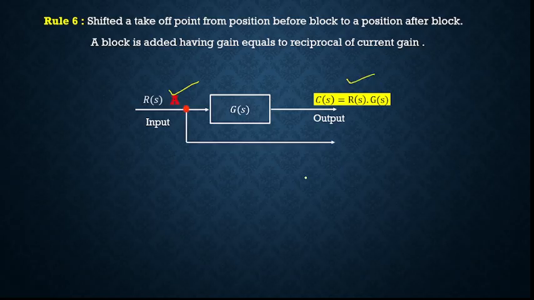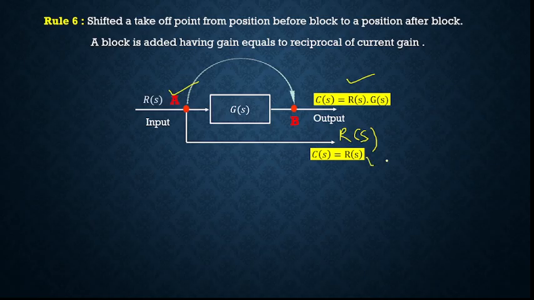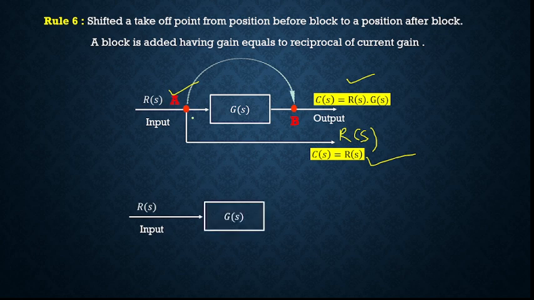This is the takeoff point, that is A. So here you are going to get C of S is equal to R of S. So this will be R of S only. Correct? Now this takeoff point is before a block. We want this takeoff point to be shifted to B after a block. Let us see how we can do this. So this C of S is equal to R of S. So R of S is the input, will be given directly to the system because we want to shift this takeoff point after this block.